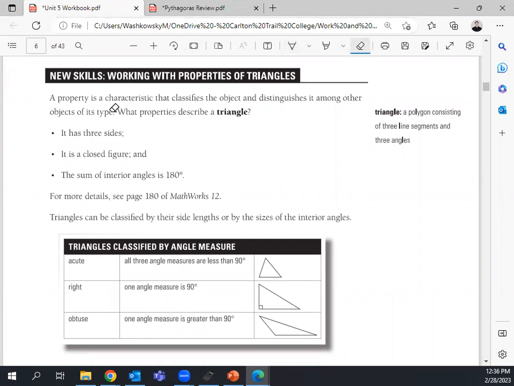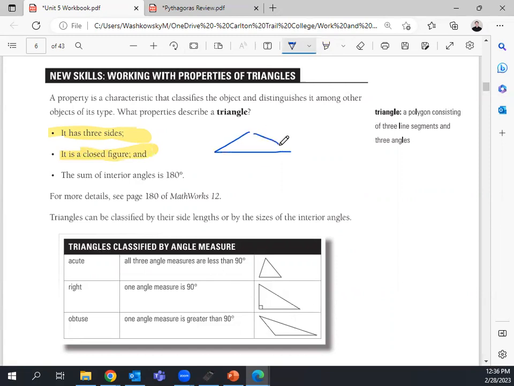Right here, you're going to want to actually highlight these, box it, something. This is literally a property. It has three sides. I took an entire university math class just about proving a triangle is a triangle. That was the class. Prove a triangle is a triangle. Some of it is you have to prove it has three sides. It's a closed figure.